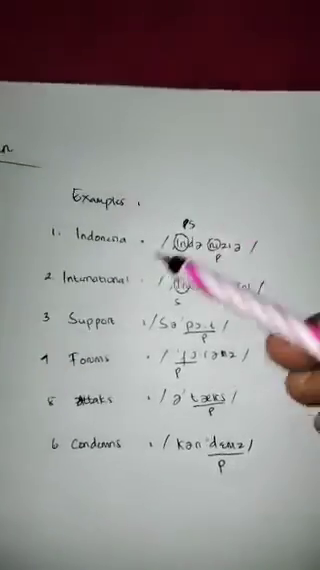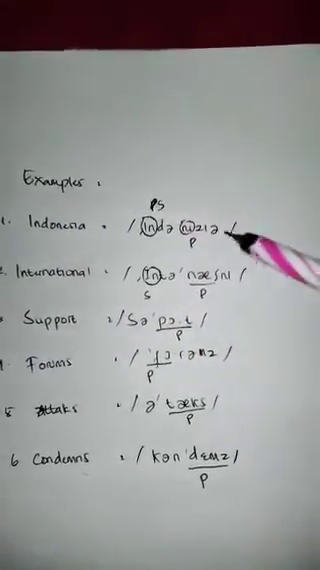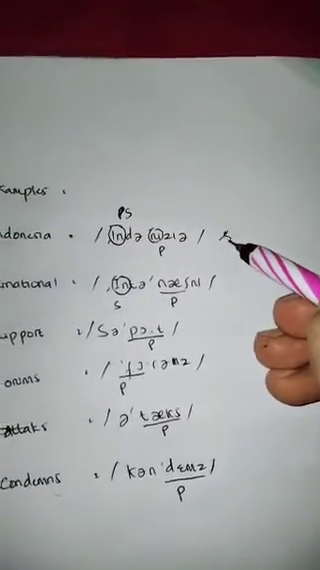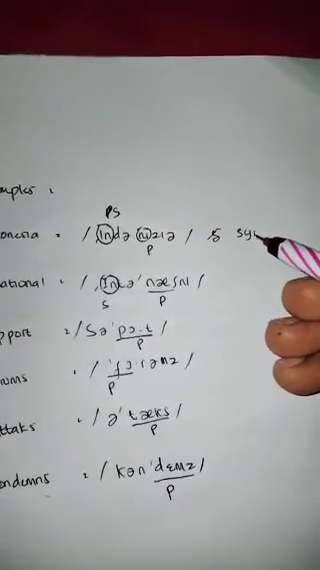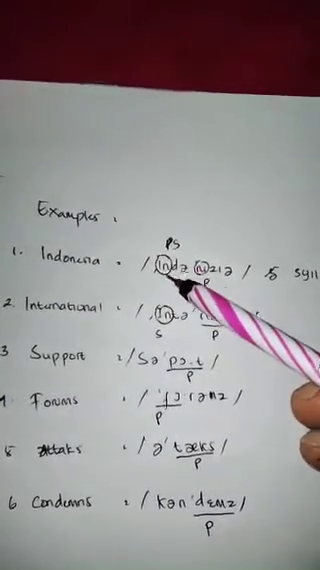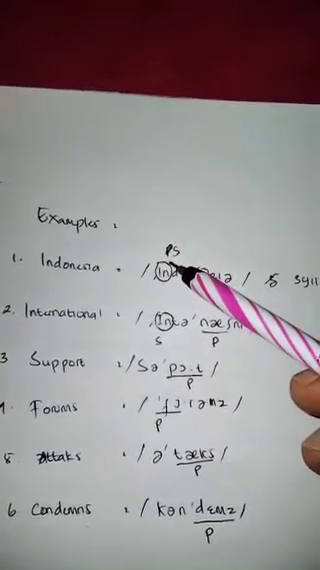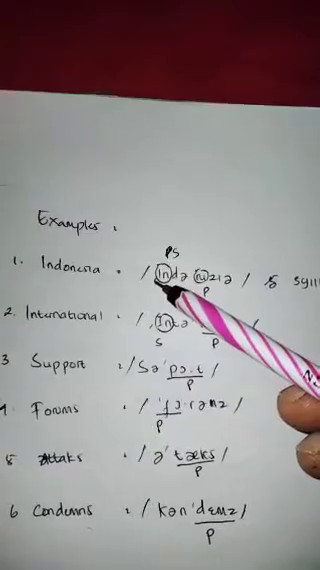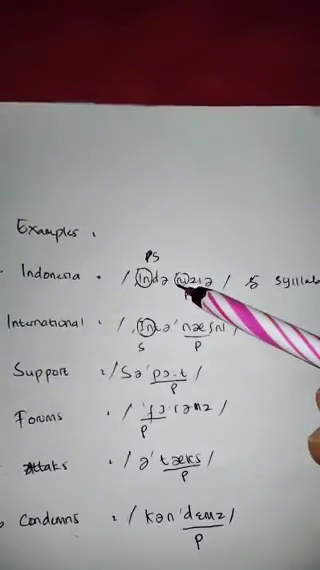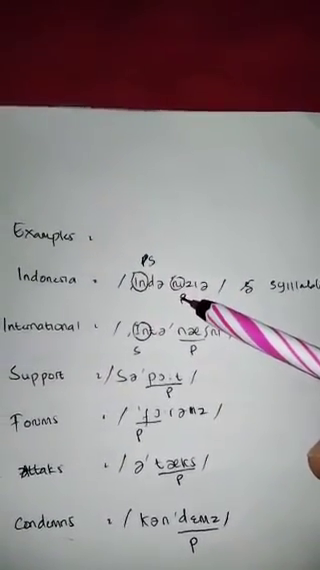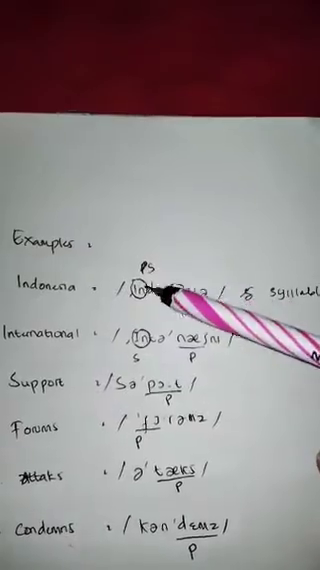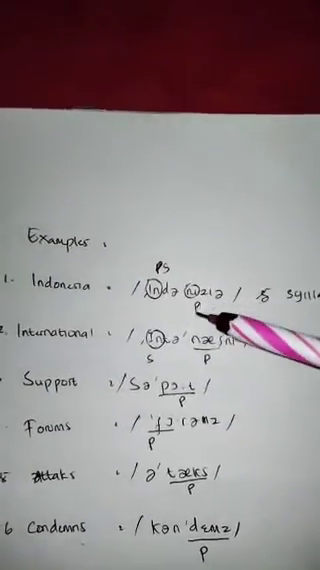Take an example: Indonesia. The phonetic is like this. Indonesia has 5 syllables. And in "in" is secondary stressing. Why? Because there is a mark after in, and "ni" is primary stressing. So you can read Indonesia like this.